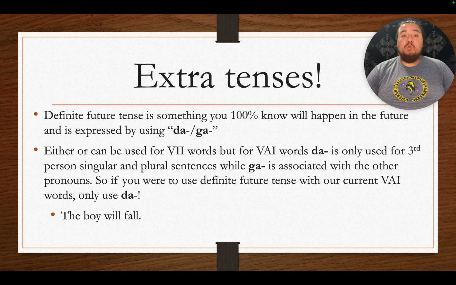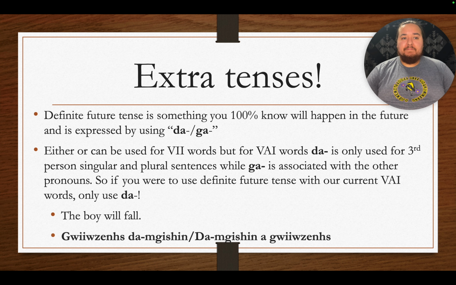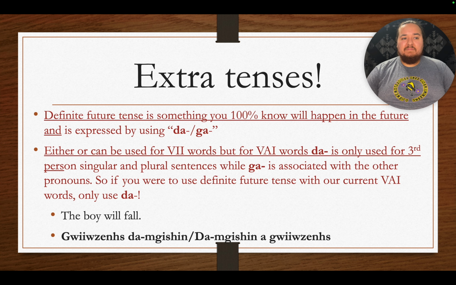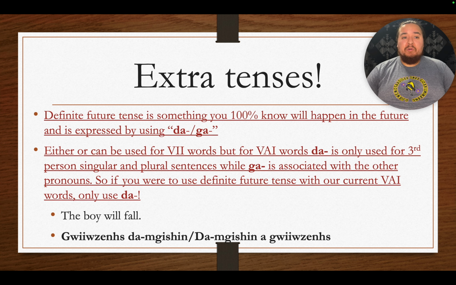So, the boy will fall. We know the word for boy is gweozans. Our way to say will is da, and the word for falling is mgishin. So our translation will either be gweozans dumgishin or dumgishin a gweozans. And so we have both options here on the screen. I've indicated the points for you to write down in your notes. Please record these before moving on. All right, let's move on.